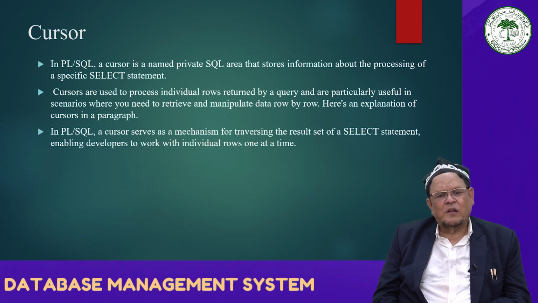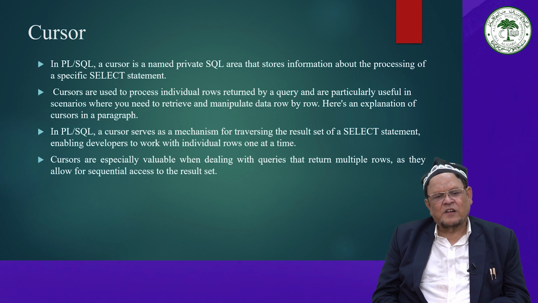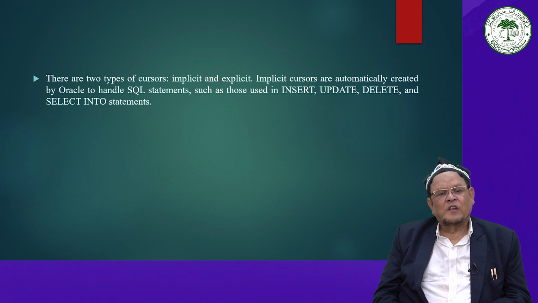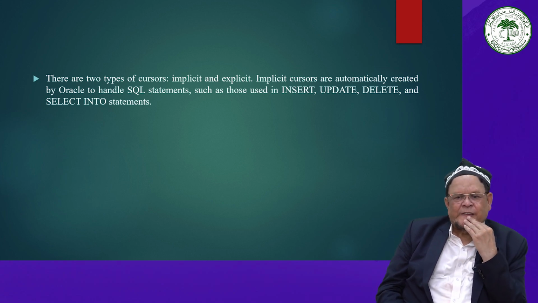In PL/SQL, a cursor serves as a mechanism for traversing the result set of a select statement, enabling developers to work with individual rows one at a time. So we can say that cursors are especially valuable when dealing with queries that return multiple rows, as they allow for sequential access to the result sets. There are two types of cursor. One is implicit, one is explicit.